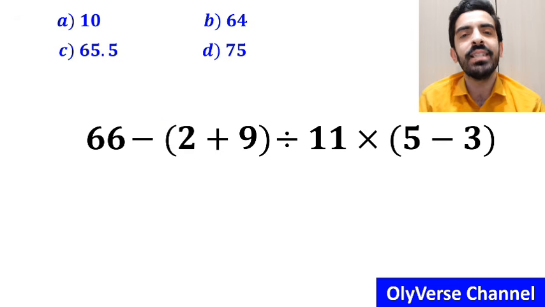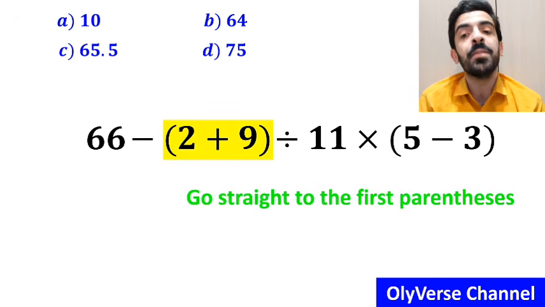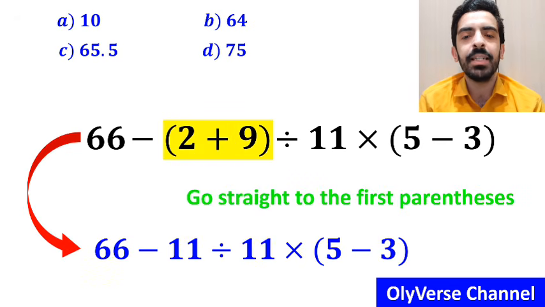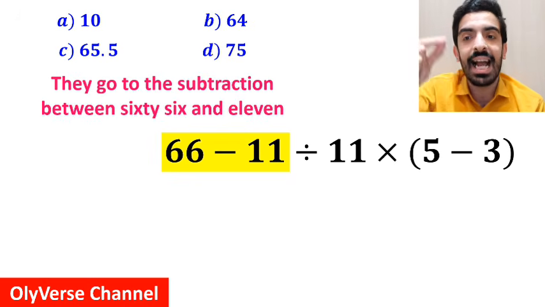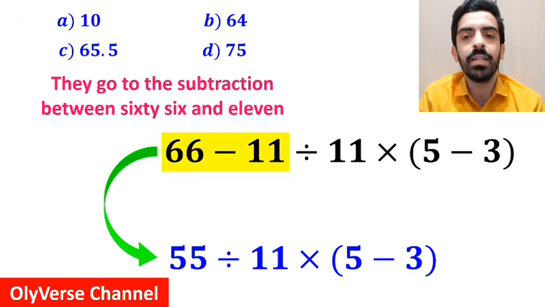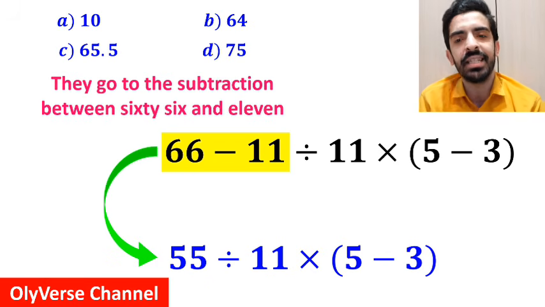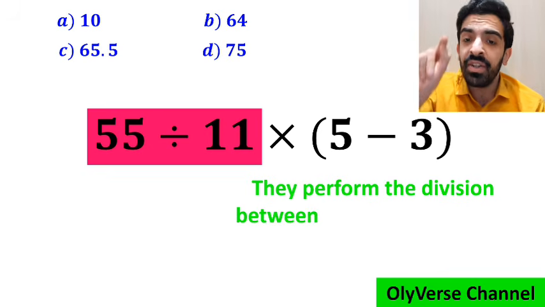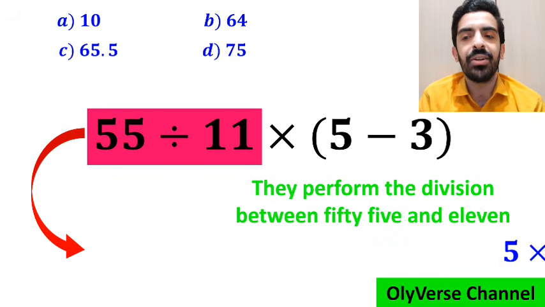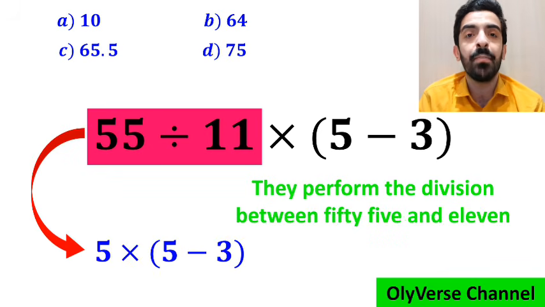Many people, when solving this question, go straight to the first parenthesis and simplify this expression to 66 minus 11 divided by 11 times (5 minus 3). In the next step, they go for the subtraction between 66 and 11 and simplify this expression to 55 divided by 11 times (5 minus 3). Then, they perform the division between 55 and 11 and write this expression as 5 times (5 minus 3).